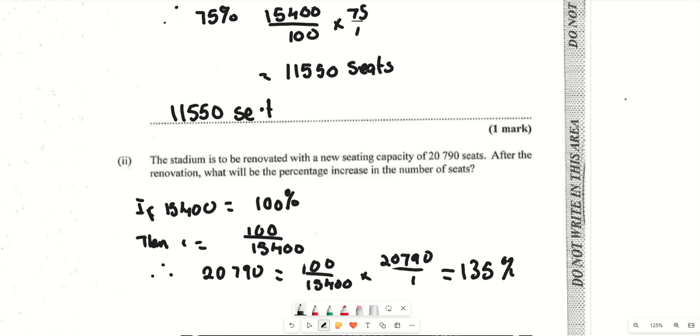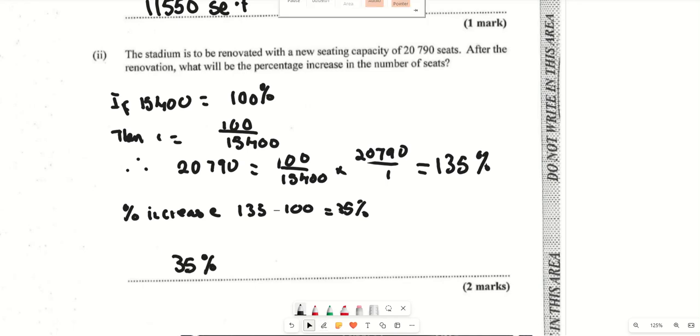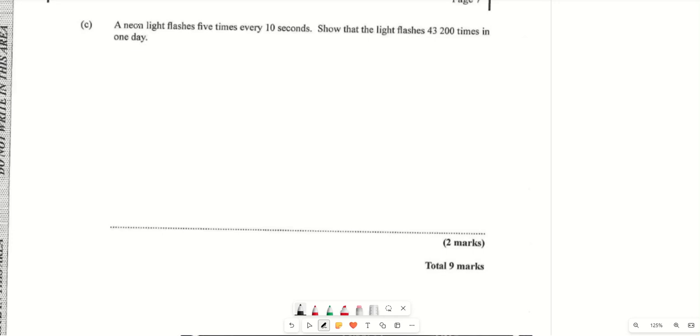135%. However, they ask you what will be the percentage increase. So if your old percentage is 100 and your new percentage is now 135, the percentage increase would be 135 minus 100, which is equals to 35%. So that is how you would get this answer, 35%. Let's do this last one.